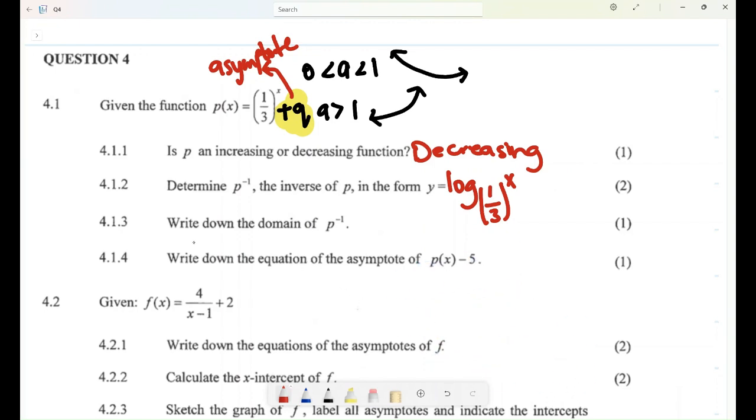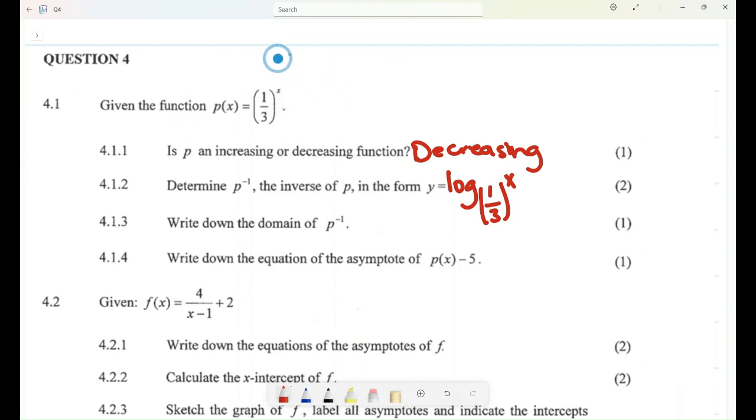Then write down the domain of p inverse. Now I want you to take note of this. The domain of my function and the range of my function: the range of my function is equal to the domain of my inverse. I'm gonna explain why. Check.